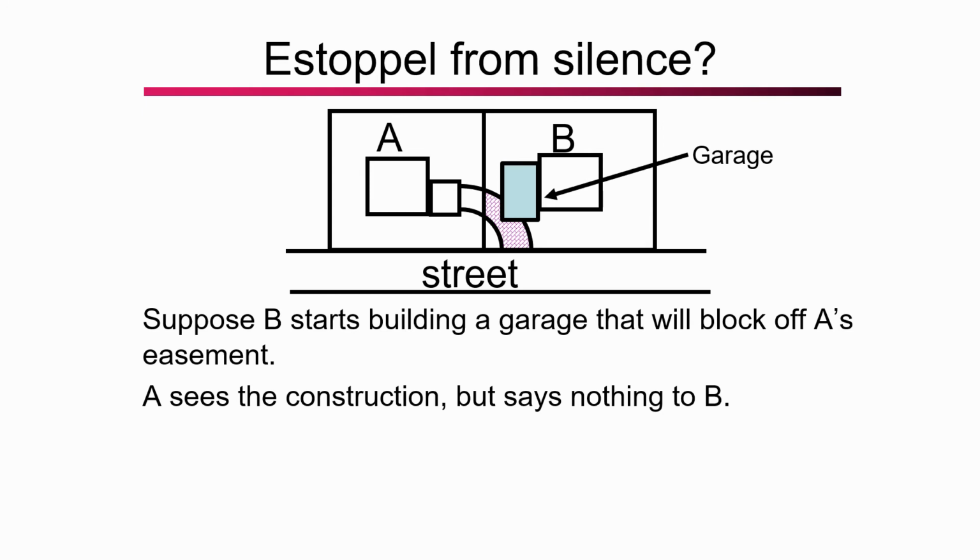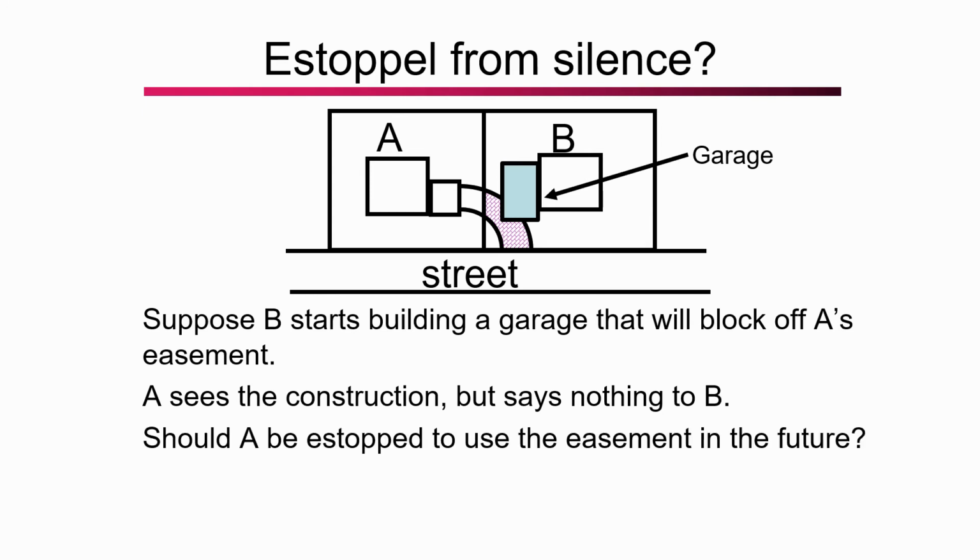Let's suppose now that B completes the garage. Is A going to be estopped to use the easement in the future because A didn't complain about it? The answer is almost certainly no. The courts are extremely reluctant to find an estoppel simply from silence, simply from the fact that someone said nothing when someone else was apparently about to take an action that would harm them.